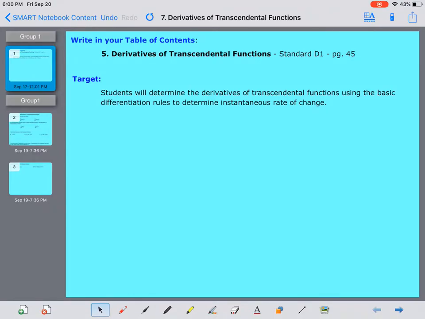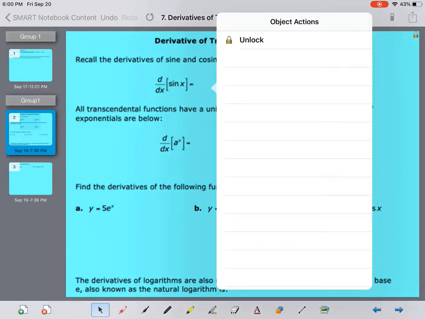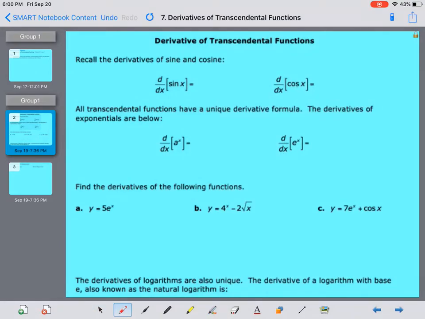So we're going to talk about some of these transcendentals. We've already learned the derivative of sine and cosine. We know the derivative of sine gives us back cosine, and of course, the derivative of cosine gives us negative sine. So all of our trig functions have a unique derivative. But remember, the transcendentals also include our exponentials and our logarithms. So we're going to talk about those specifically today.